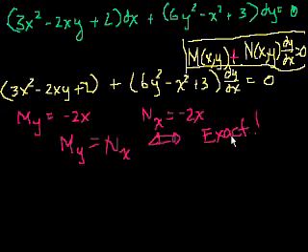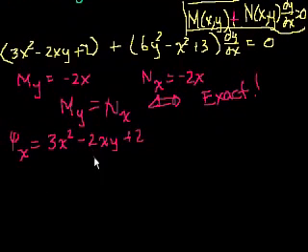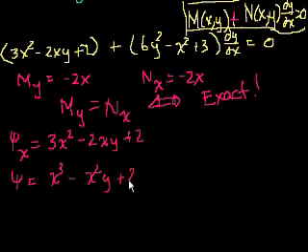So now we have to find xi. The partial of xi with respect to x is equal to M, which is equal to 3x squared minus 2xy plus 2. Take the antiderivative with respect to x on both sides, and you get xi is equal to x to the third minus, what is this, x squared y, because y is just a constant, plus 2x plus some function of y, right? Because we know xi is a function of x and y.